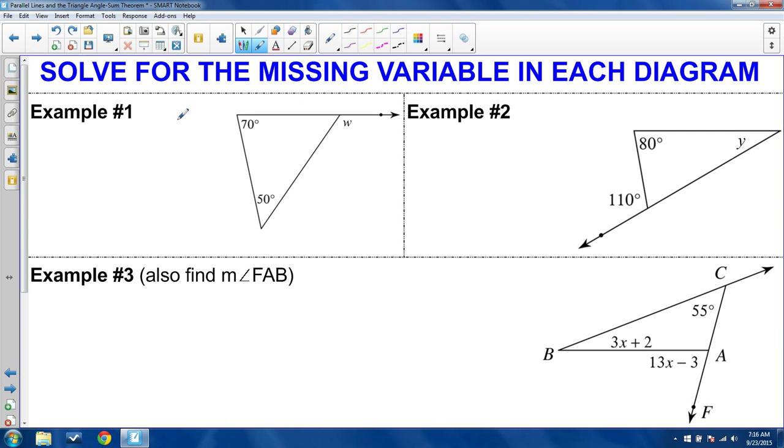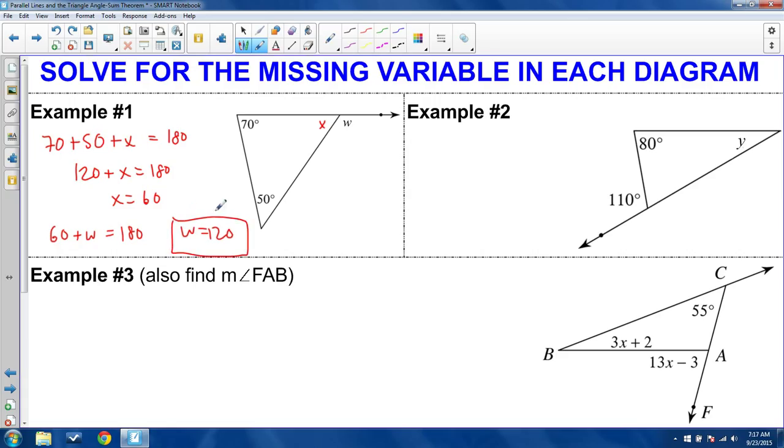Okay, I got 3 more examples for you. Let's go ahead and find measure of angle W. Now I will do it both ways. I'll start off by doing the way that is probably ill-advised. I'll go ahead and make this angle X, and I'll say, okay, first let's find angle X by saying that if I add up the angles in this triangle, I get 180 degrees. So X is 60. And then we go ahead and say, well, this is a linear pair, so X plus W is also 180 degrees, and W equals 120. So W is 120 degrees.